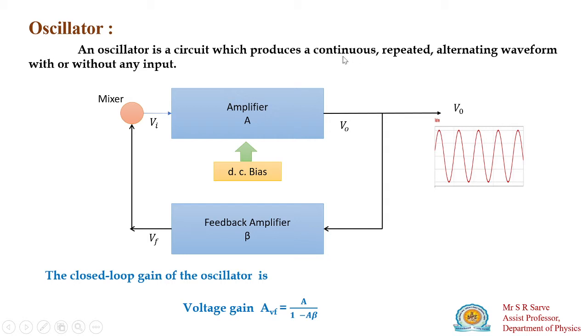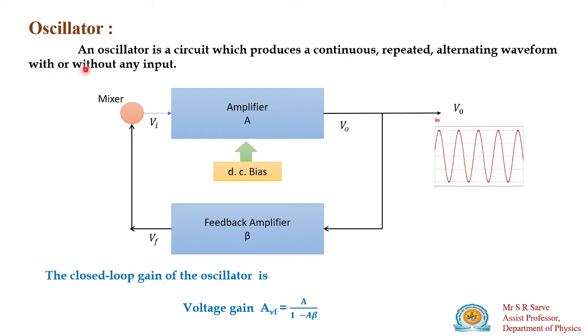Okay, so that means it consists of continuous repeated alternating waveforms, or it gives a sinusoidal waveform or triangular waveform. Okay, so that is the oscillator, and this oscillator gives the output with or without input.